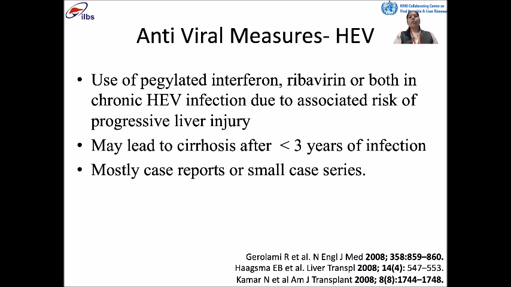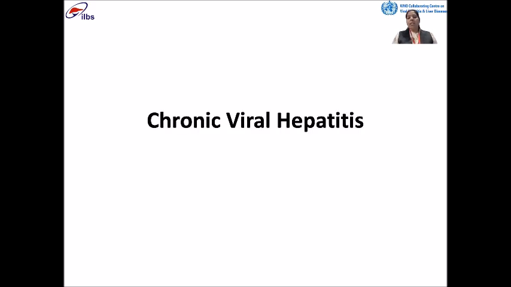Next, antiviral measures in case of HEV: pegylated interferon, ribavirin, or both can be used in chronic HEV infections because of the associated risk of progressive liver injury. Hence, these drugs can be administered to the child, as it may lead to cirrhosis of the liver in less than 3 years of infection. Most of the data are from case reports or small case series. That is about acute viral hepatitis.